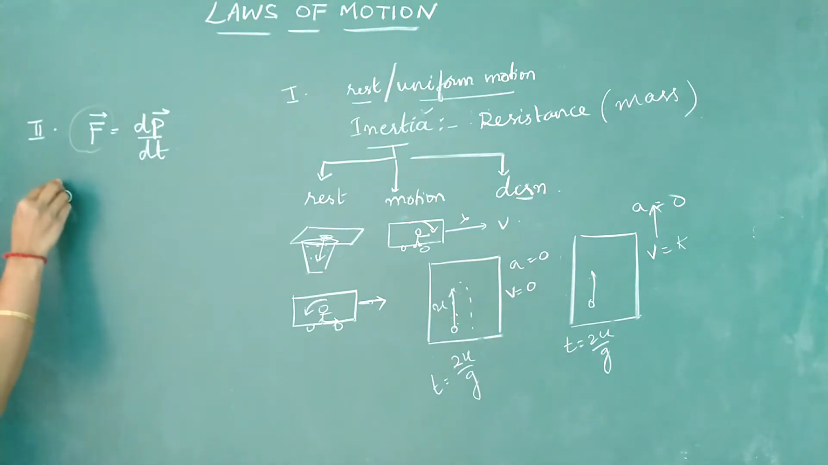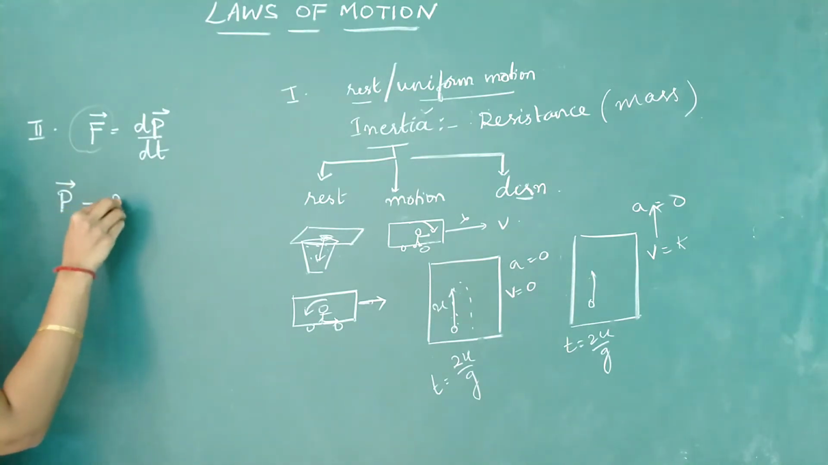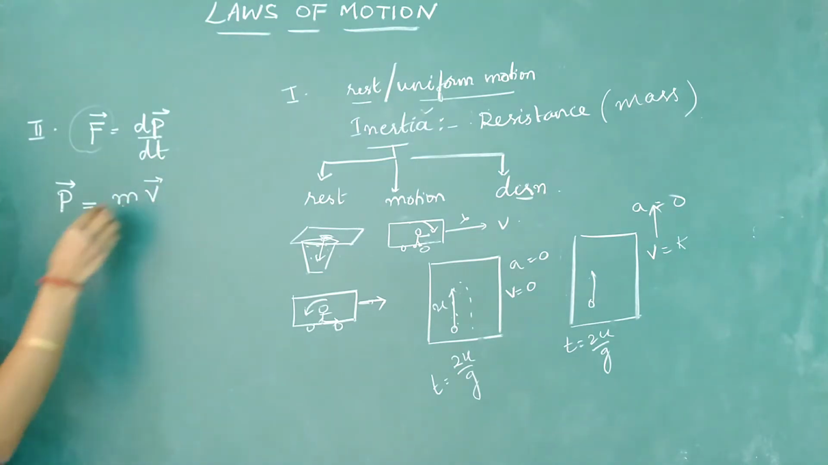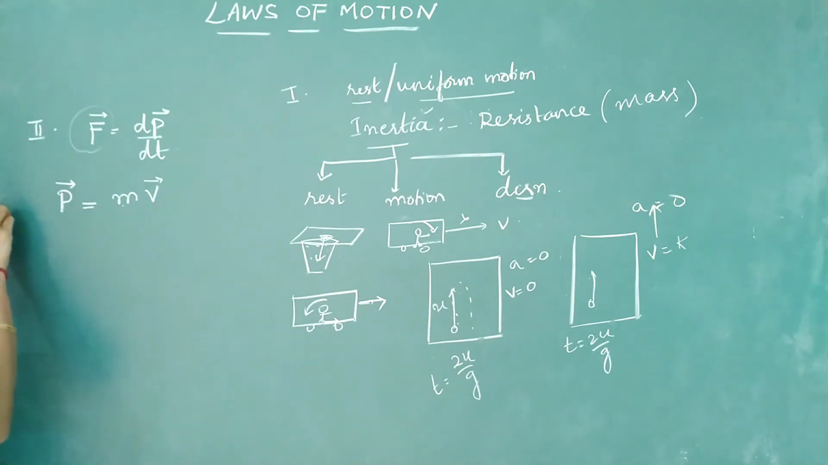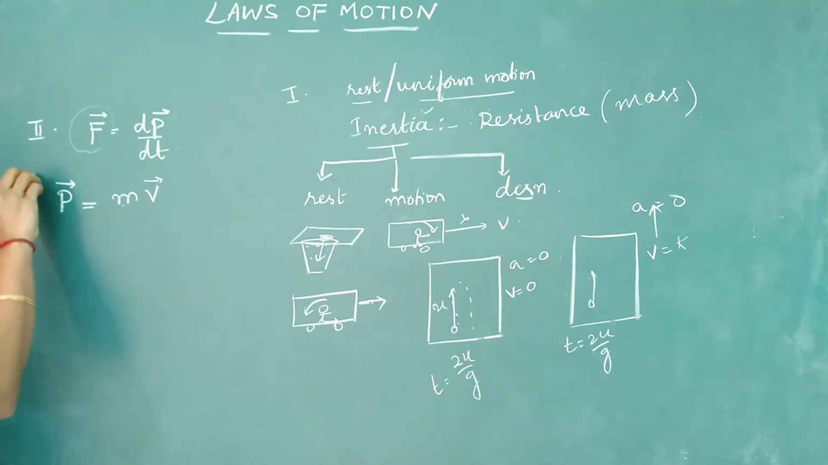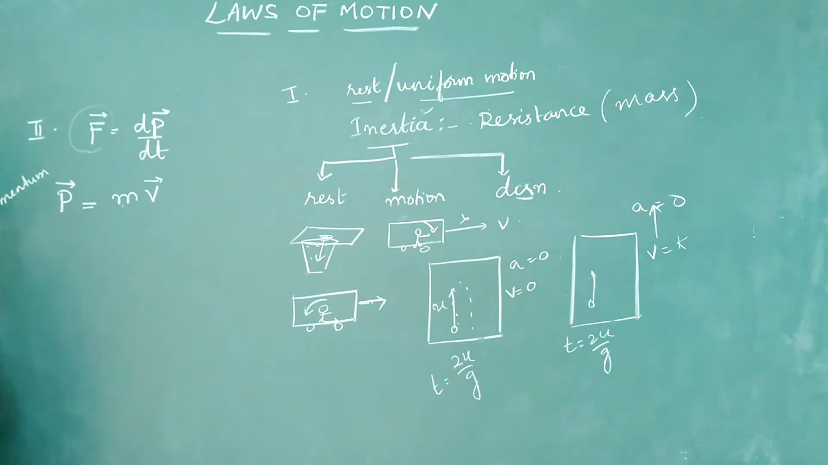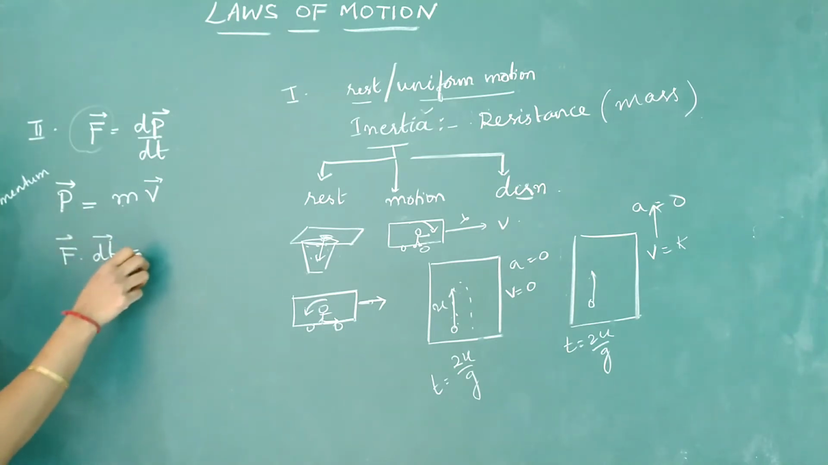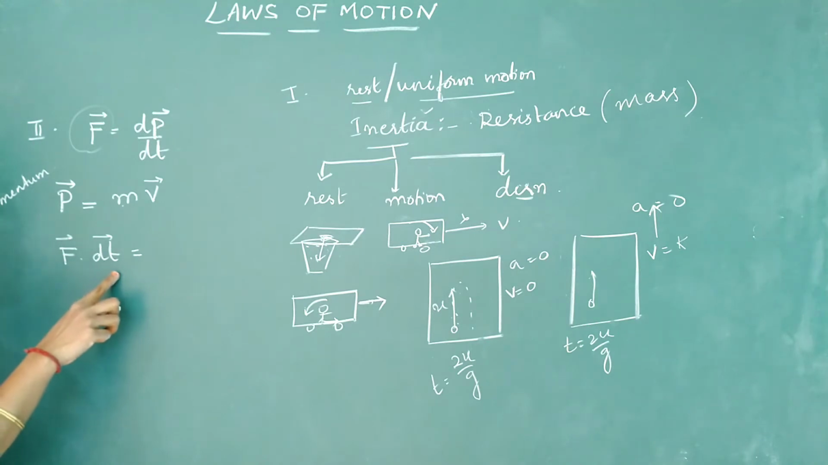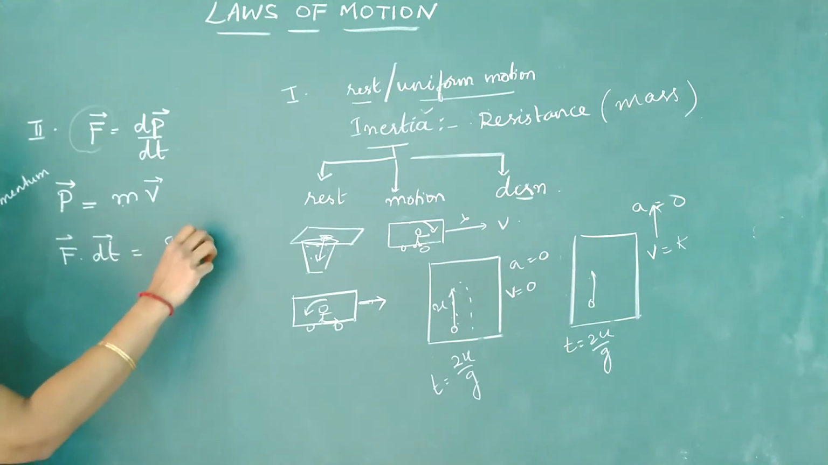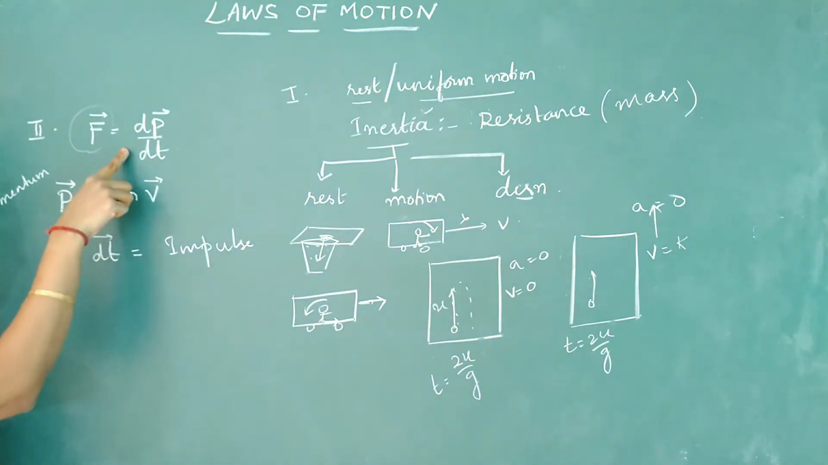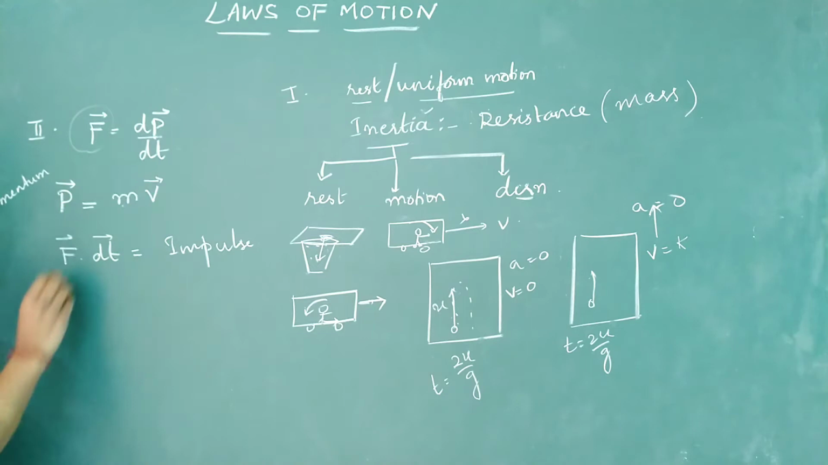So come to its significance. It introduces the term momentum. Momentum is mass into velocity; the product of mass into velocity is defined as momentum. This is one significance. If you bring this dt to the left hand side, the product of F into dt, a large force acting for a small interval of time, is called what? Impulse.